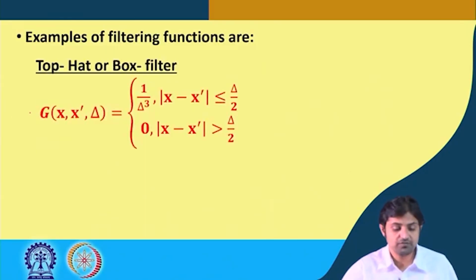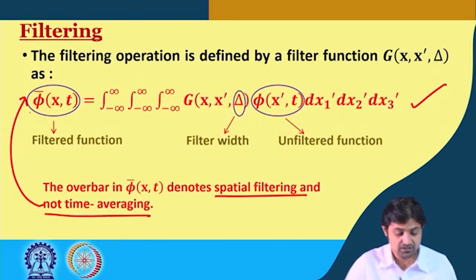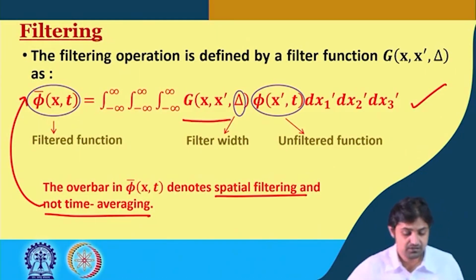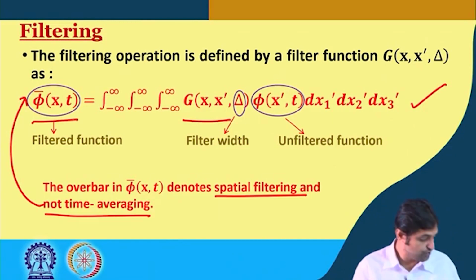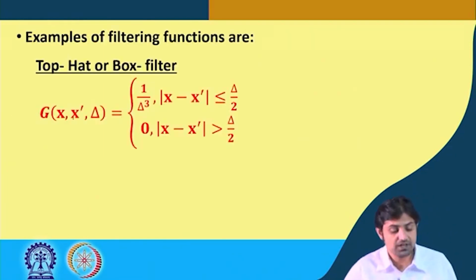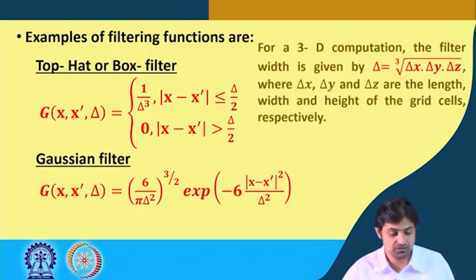So examples of filtering functions are the top hat or box filter, where G of x, you see there is a G here. This is a filtering function, and therefore this is a filtered function. So G of x, x dash can be given by different filters, like the box filter. It's a different study in its own right. There is also a Gaussian filter. So remembering the names of the filters is good enough, you don't need to remember those equations.